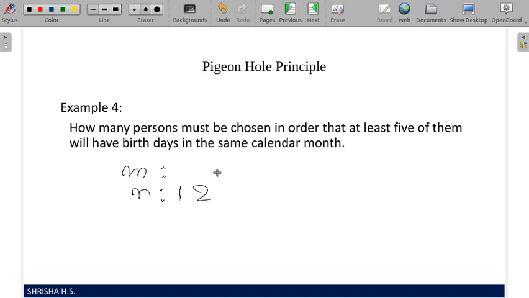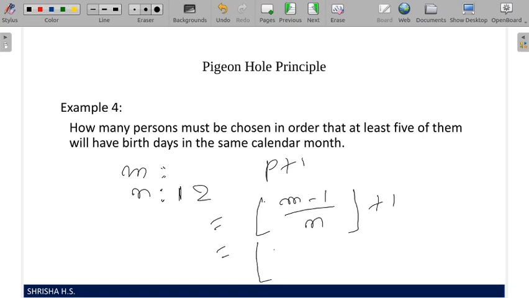We don't know what m is, so we'll take our p plus 1 definition. Go back to that definition. What is the formula for p? The floor value of (m minus 1) by n, plus 1. Now what is m? We do not know. But (m minus 1) by n, where n is 12 calendar months, plus 1 equals at least five of them, p plus 1 or more, so five or more.